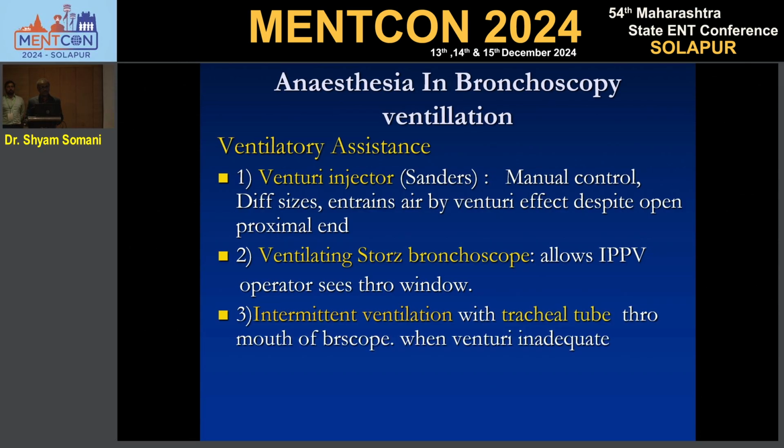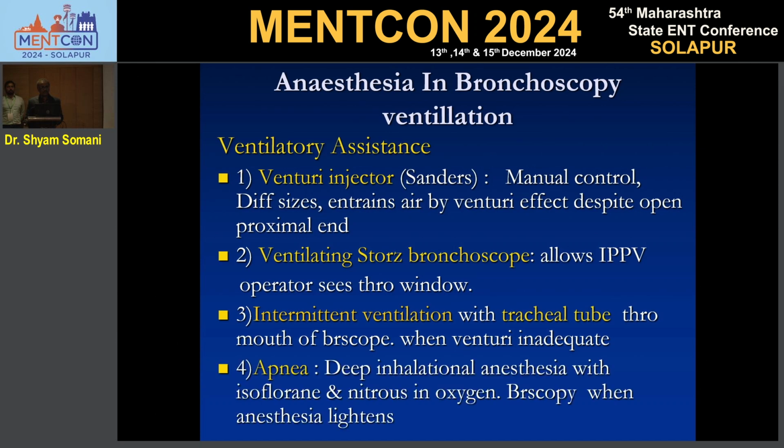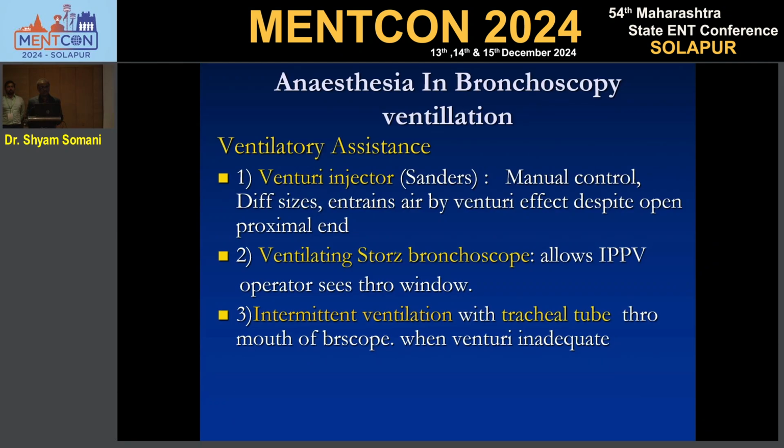There are ventilating and non-ventilating types of bronchoscopes. Intermittent ventilation can be done. The apnea technique is also possible. The problem is, with the apnea technique the surgeon gets very little time. With intermittent ventilation, again the anesthetist is coming every now and then. So my preference of anesthesia and ventilation is Venturi.